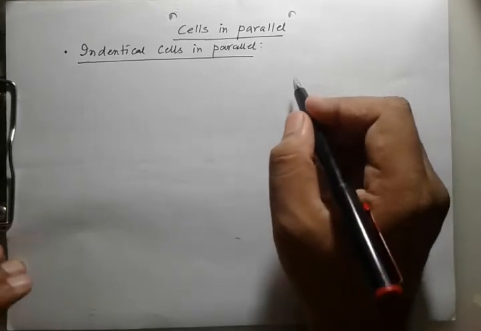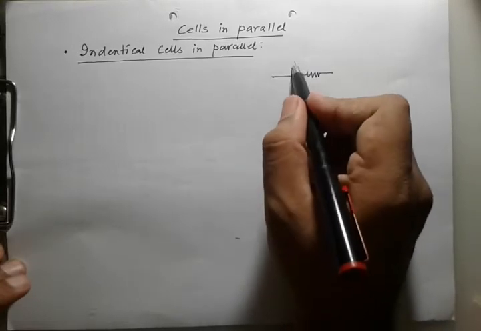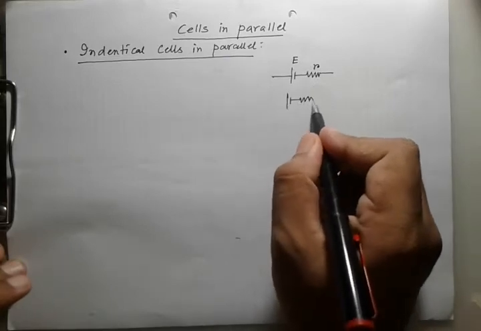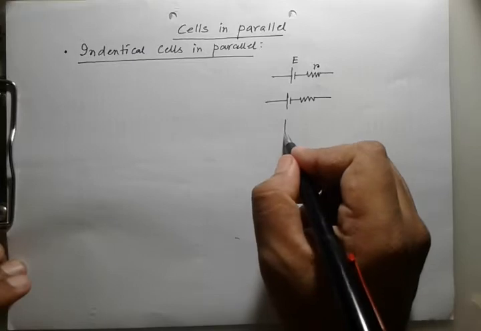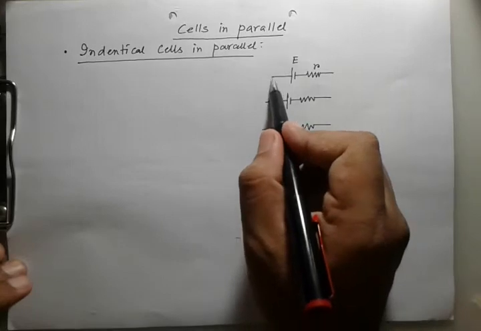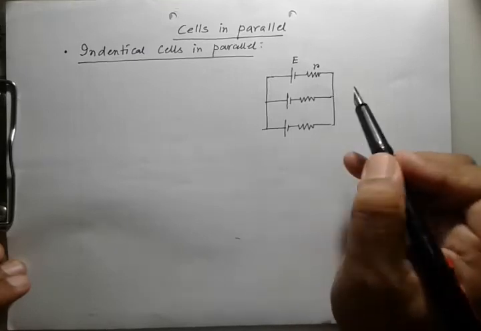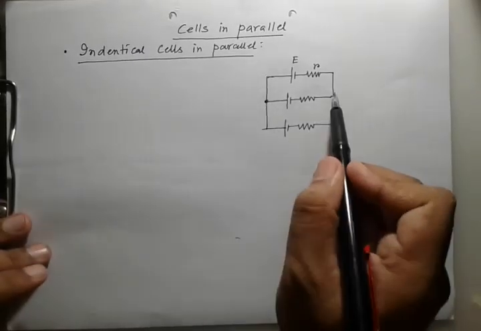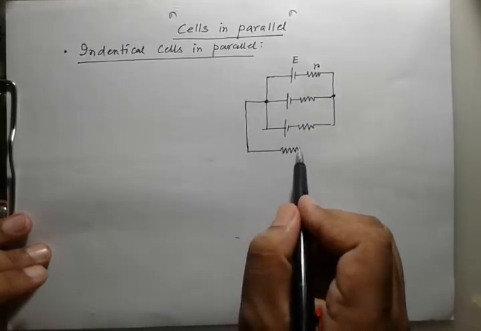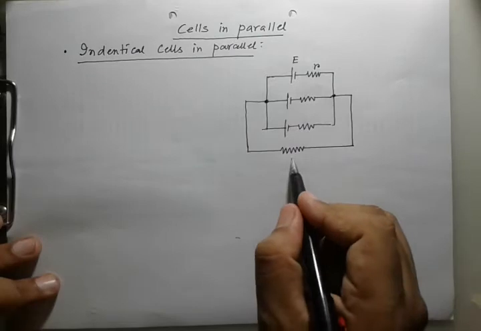So we'll draw the diagram. This is one cell, with EMF E and internal resistance r. Another cell. We draw three cells. Now one external resistance is connected across this. So R is the external resistance.